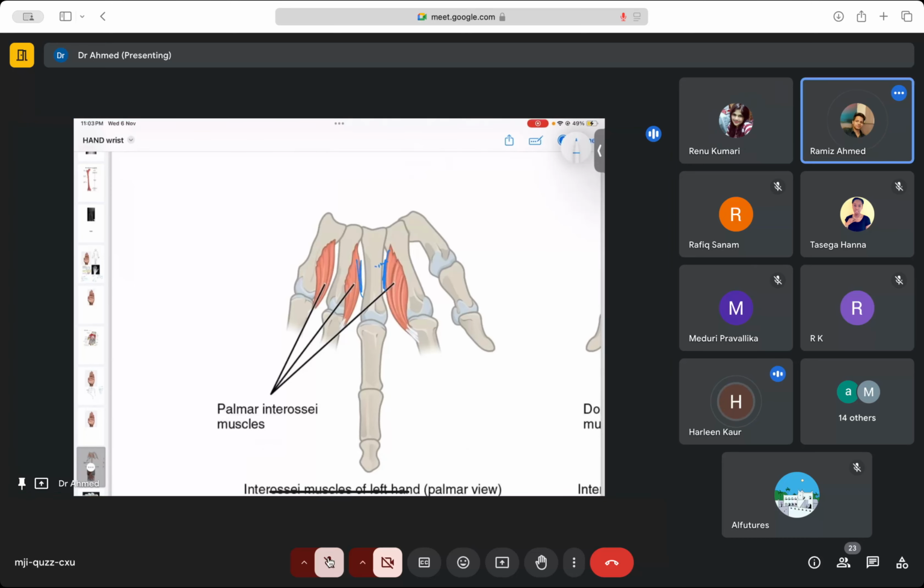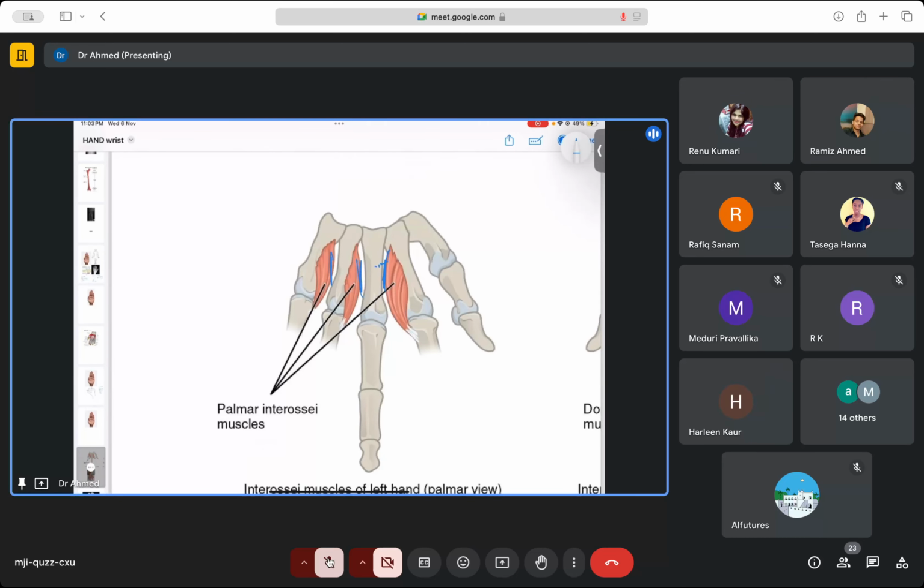Okay, so you have two groups, one on the palmar side and one on the dorsal side, right? So all of these muscles are going to be supplied by your ulnar nerve. The dorsal muscles are going to abduct, and on the palm side they are going to adduct, right? Okay, adduction.